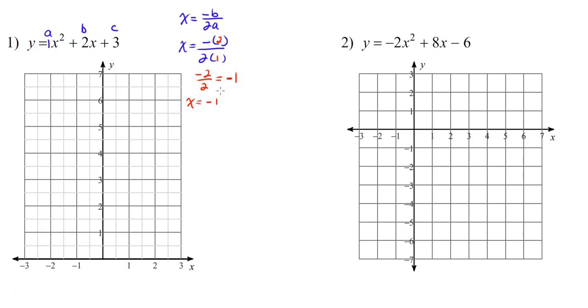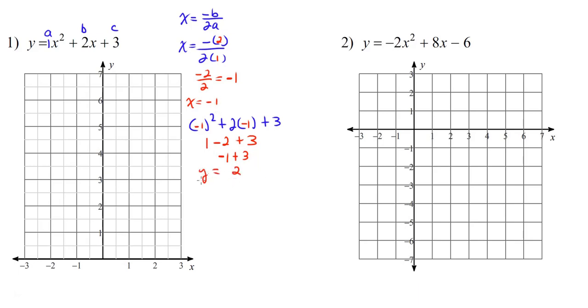And now we could use that to find the y value of our vertex. We're going to plug it into this equation here. So this is going to be x squared plus 2 times x plus 3. Our x value here is negative 1. So negative 1 squared is 1. 2 times negative 1 is negative 2. Plus 3, 1 minus 2 is negative 1. And negative 1 plus 3 is 2. And that's the y value of our vertex.